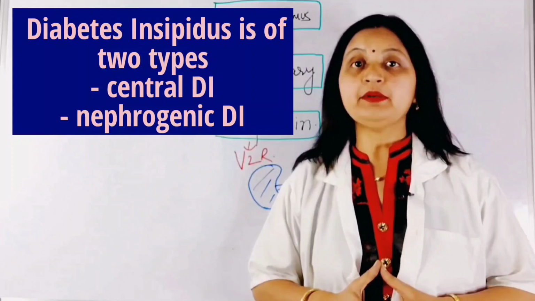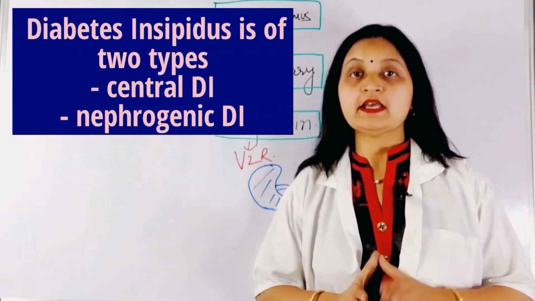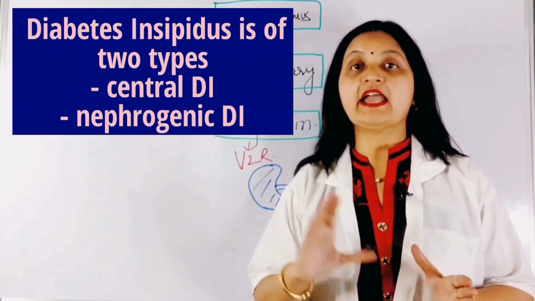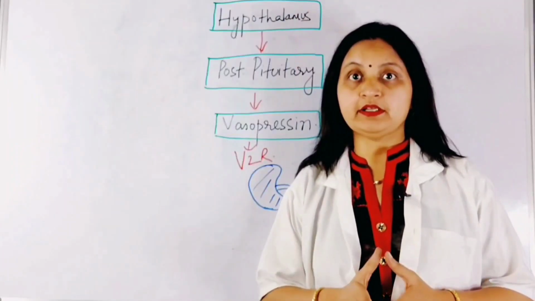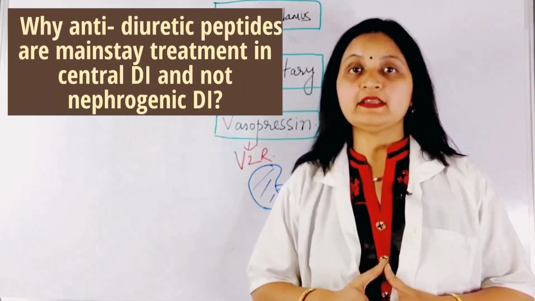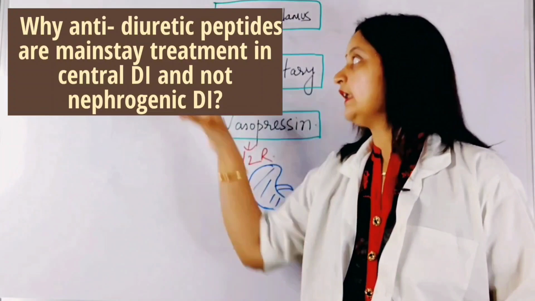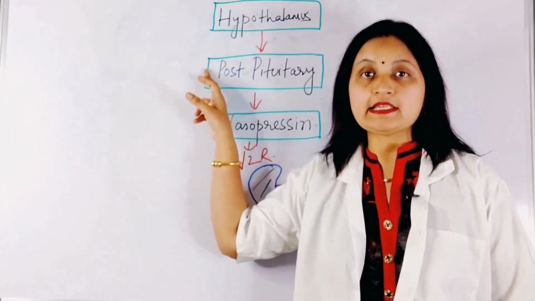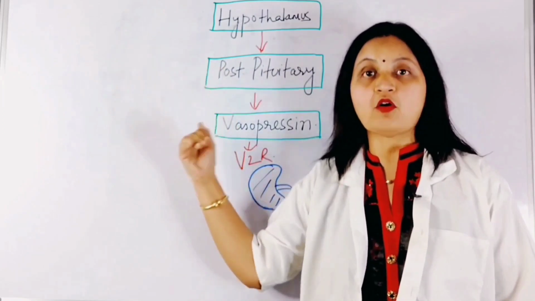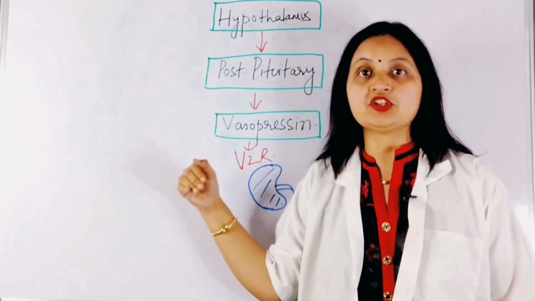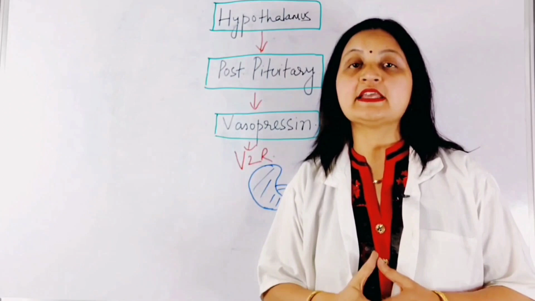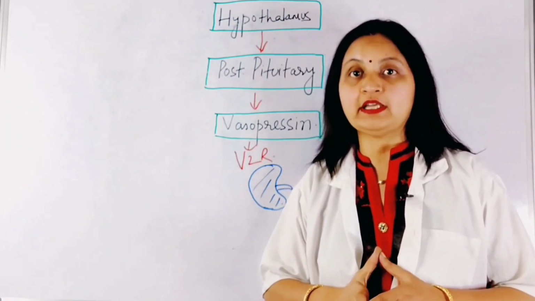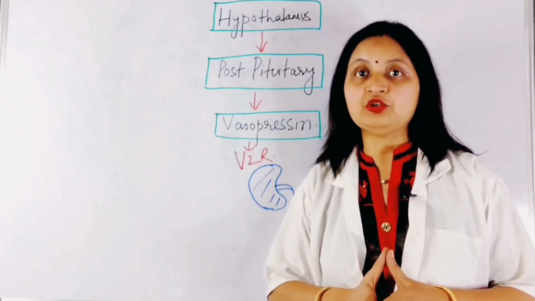Do remember that diabetes insipidus is of two types: central diabetes insipidus and nephrogenic diabetes insipidus. In central diabetes insipidus, the defect lies in the posterior pituitary where the vasopressin secretion is less. So there are low levels of vasopressin in the circulation, as a result of which there is impaired concentration of urine, leading to the excretion of dilute urine.